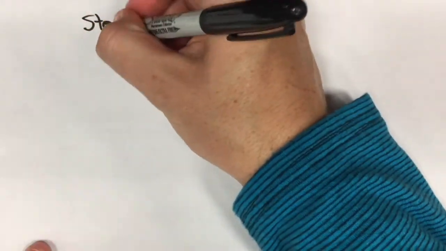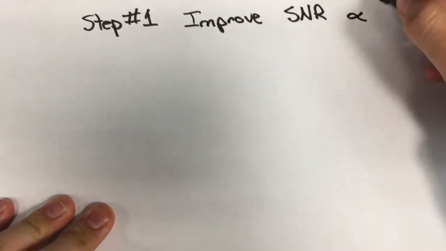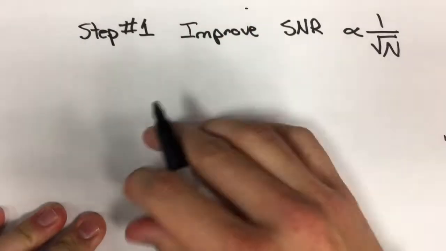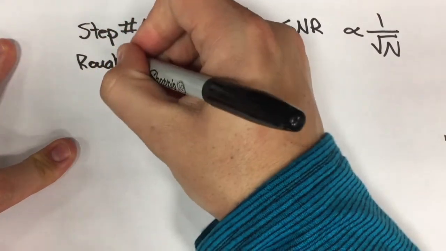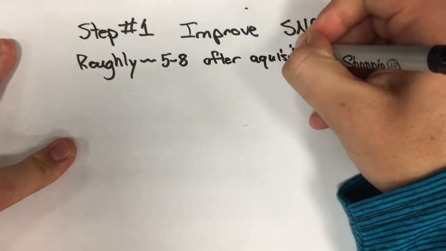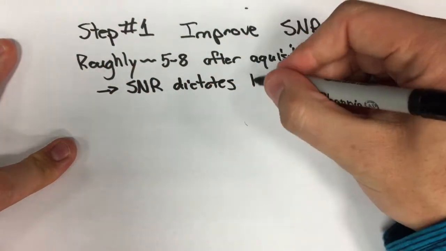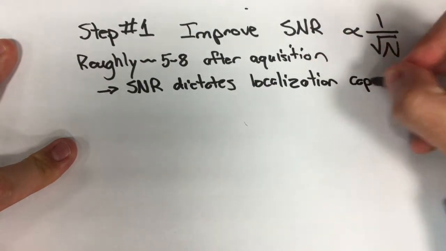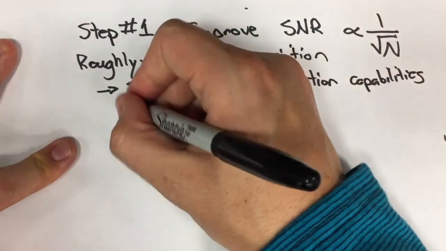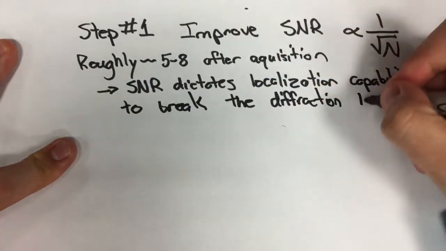In the first step of our tracking algorithm, we want to increase the signal-to-noise ratio in each frame. This is proportional to 1 over the square root of the number of photons emitted by your emitter. It's roughly 5 to 8 after acquisition, depending on your system. And the signal-to-noise ratio is very important and dictates the localization capabilities to break the diffraction limit of light in order to get super resolution localization.